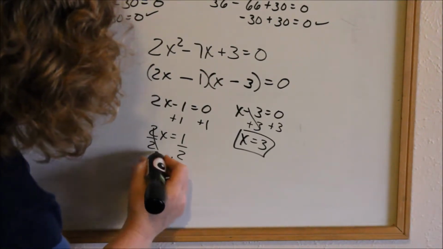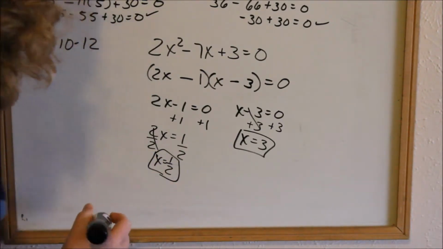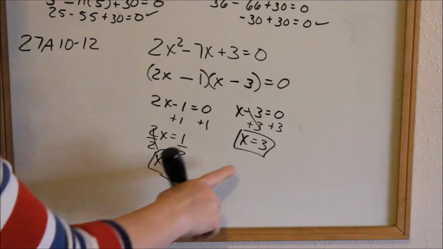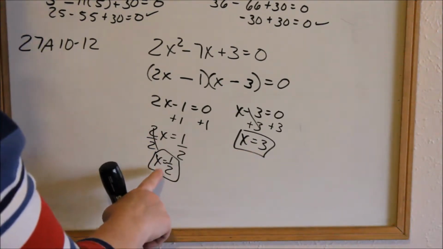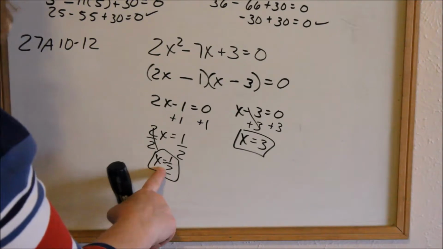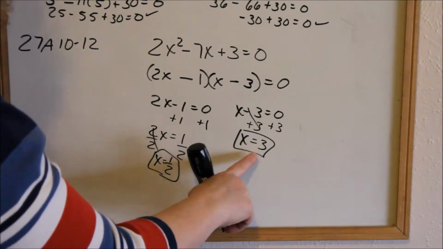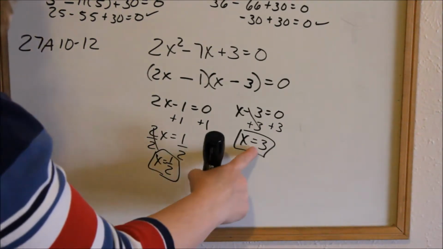It is okay to have fraction solutions on these. It's okay. They're not always going to be a whole number. So one of our solutions is x equals 1/2. One solution is x equals 3. Okay? Now we go back and check.